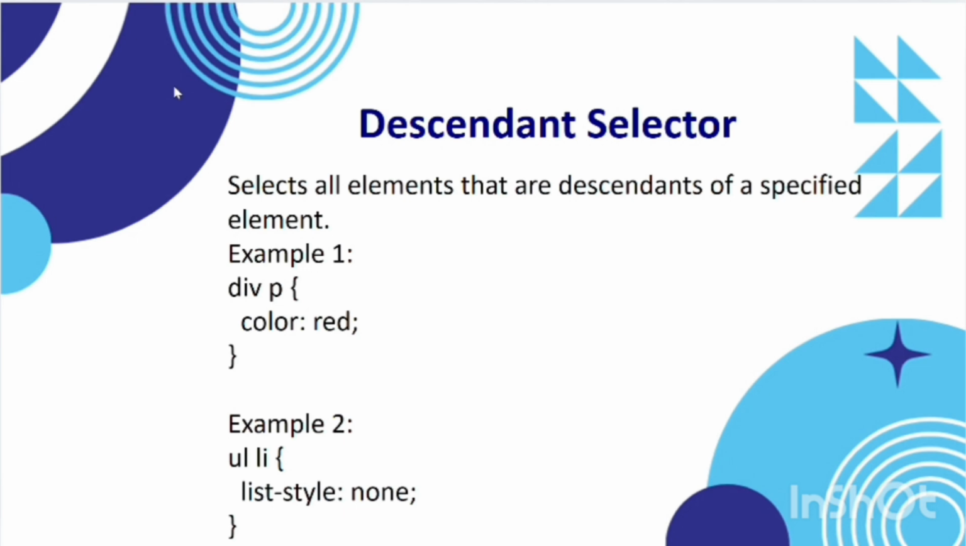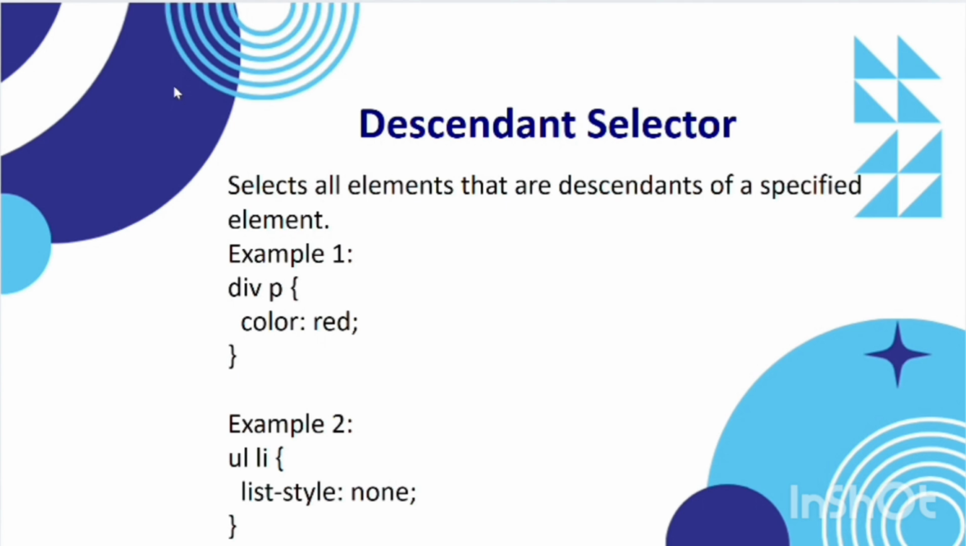Descendant selector. This selector targets elements inside another element regardless of level. Let's take an example. Div space P, open curly braces, color red. All paragraphs inside any div will appear in red in color.